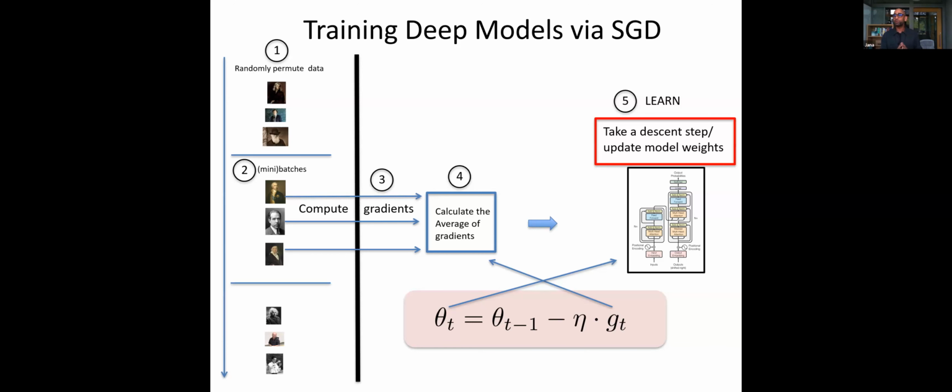It's a very simple process. In hindsight, it's a very simple and elegant process, but it uncovers a lot of amazing phenomena. So this is training with SGD. There is no privacy at this point, right?